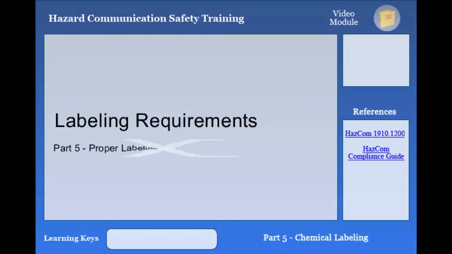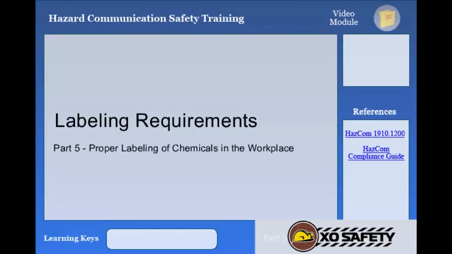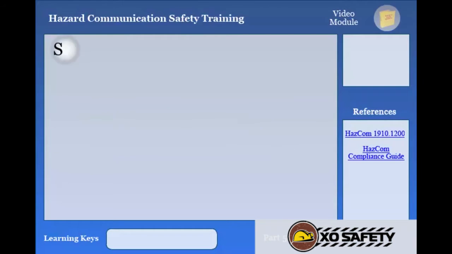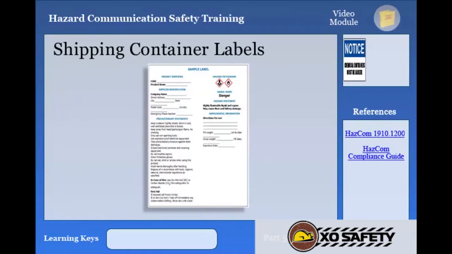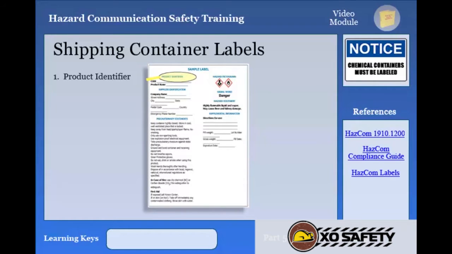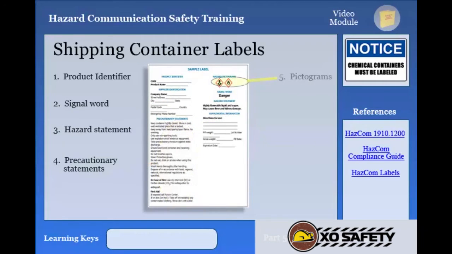Labeling Requirements. Part 5. Proper labeling of chemicals in the workplace. All chemical shipping containers must be labeled with GHS-compliant shipping labels. They must include the product identifier, the signal word, danger or caution, the hazard statement, precautionary statements, pictograms, and the responsible party contact information. The person responsible for shipping or receiving chemicals must verify these labels are in place.